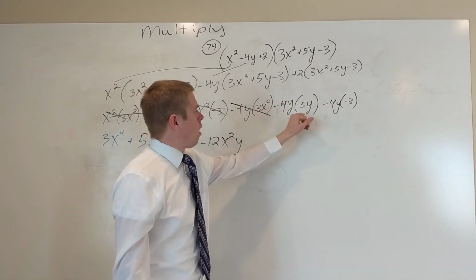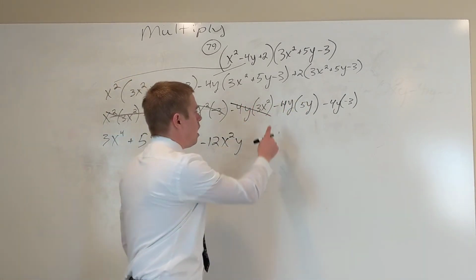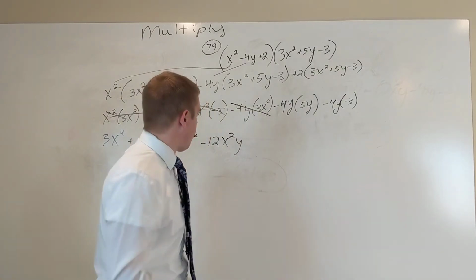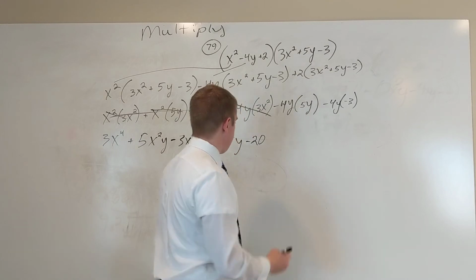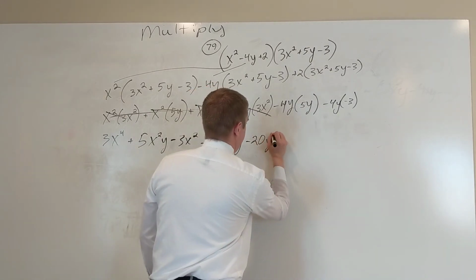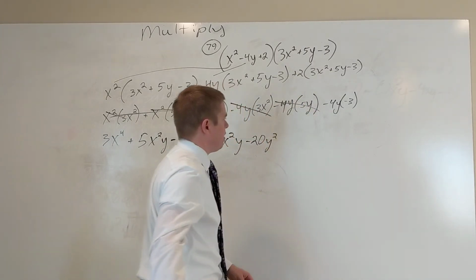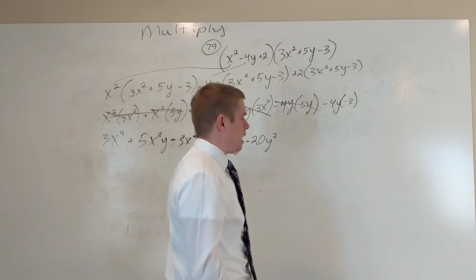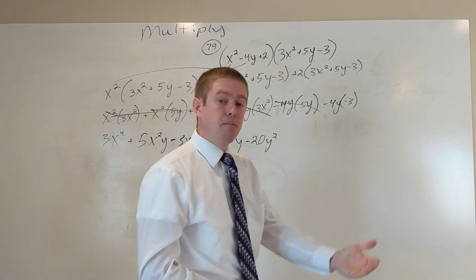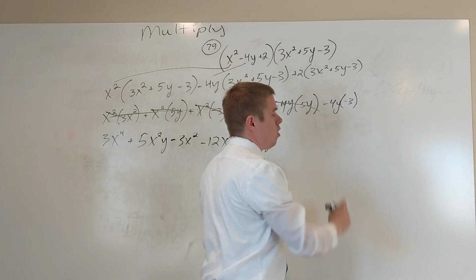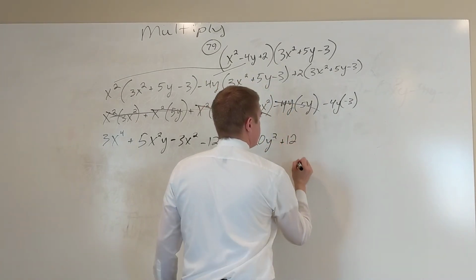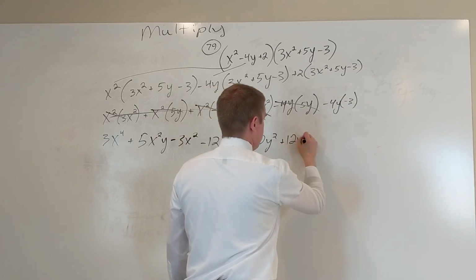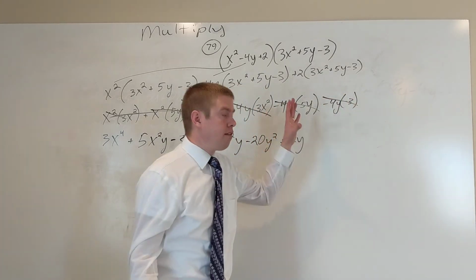Then we have negative 4y times 5y. Numbers with numbers. Negative 4 times 5 becomes negative 20. Y times y is y squared. We've taken care of that. Negative 4y times negative 3. Negative times negative becomes a positive. So we have negative 4 times negative 3 becomes positive 12, and y. Now, we've taken care of that term.